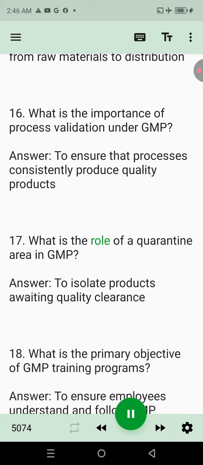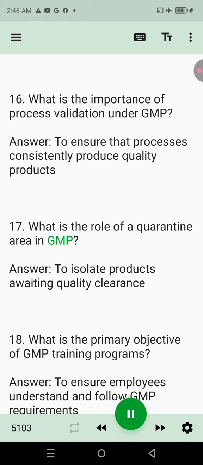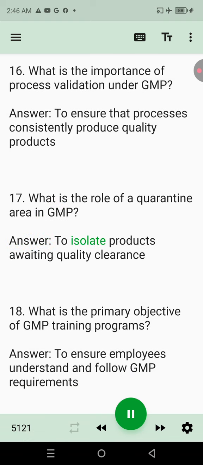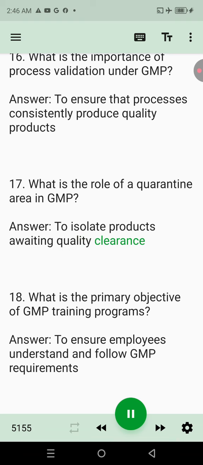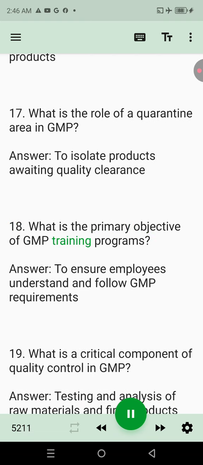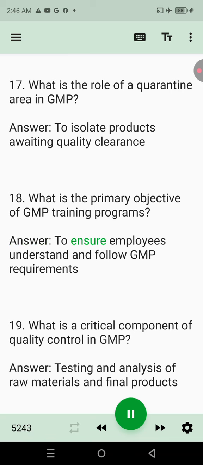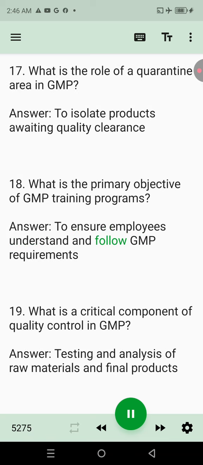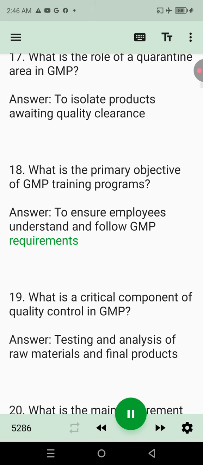17. What is the role of a quarantine area in GMP? Answer: To isolate products awaiting quality clearance. 18. What is the primary objective of GMP training programs? Answer: To ensure employees understand and follow GMP requirements.